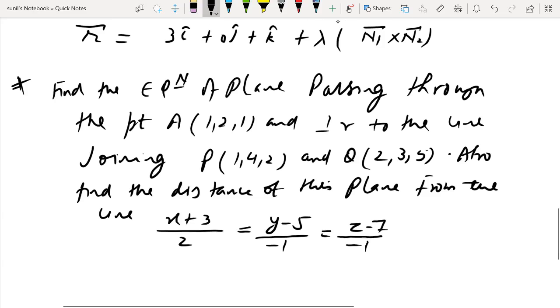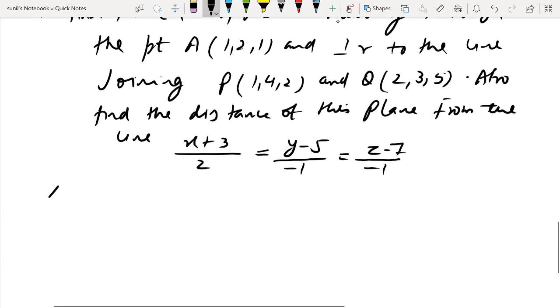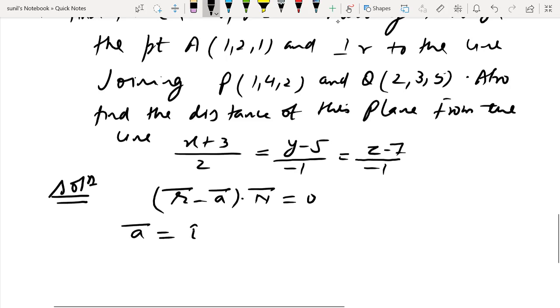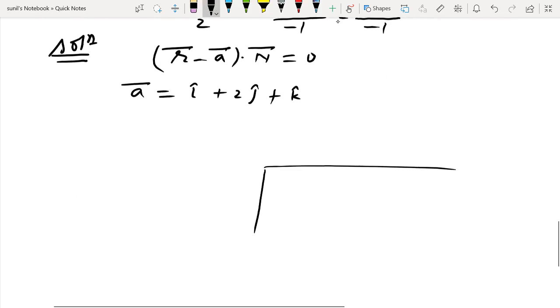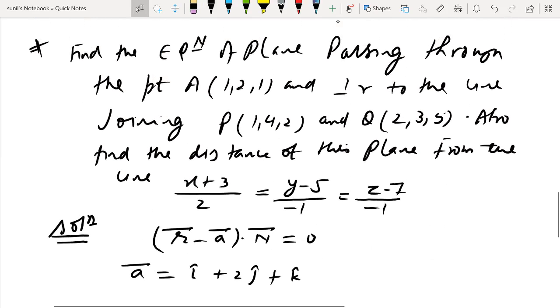Now it is an interesting question, and the solution is like this. We know the equation of any plane passing through the point A, whose position vector is a and normal vector is n vector. Now in this context, if I take my A vector as i cap plus 2j cap plus k cap. Now here the context is like this: the plane is perpendicular to the line joining. Now the plane is passing through this and perpendicular to the line joining this.